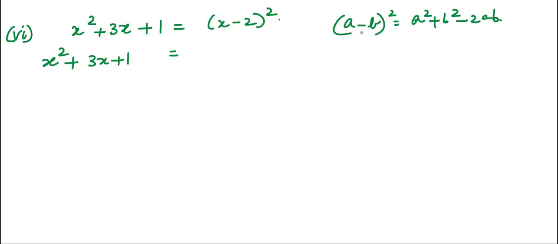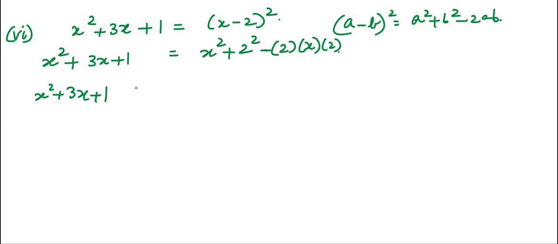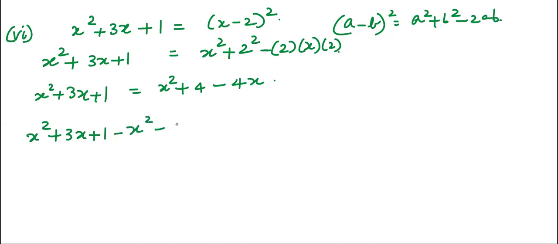Here a is actually x and b is actually 2. So apply same thing. So now this will become x square plus 2 square minus 2 into a, which is x here, and b will be 2. Okay. Now x square plus 3x plus 1 is equal to x square, 2 square will be 4, minus 2 into 4 into x will be 4x. So minus 4x. Okay, now let's bring everything to one side. Now x square plus 3x plus 1, then minus x square minus 4 plus 4x is equal to 0.